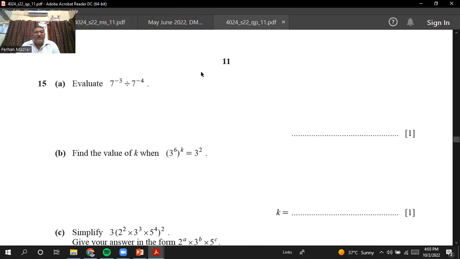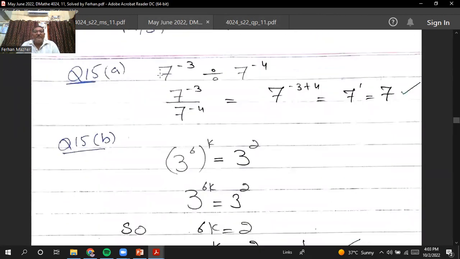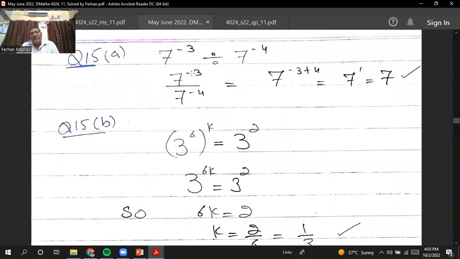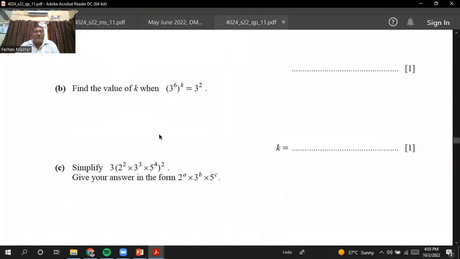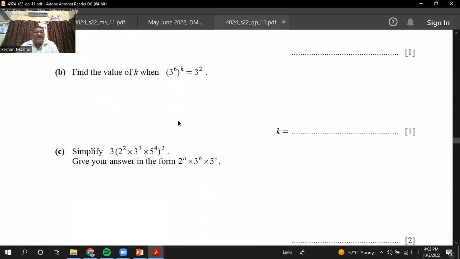Now we are going to the next question. The next question is question number 15. He says evaluate 7 raised to power minus 3 divided by 7 raised to power minus 4. So you will have 7^-3 divided by 7^-4. I will write them in the fraction, and I will write a single base. And from the numerator's power, I will subtract the denominator's power. So you will have 7 raised to power minus 3 plus 4. So that will be 7 raised to power 1, which means 7. So that's question number 15, A part. 7 is the answer, sir. Our answer is right.